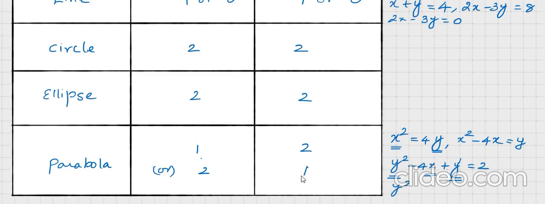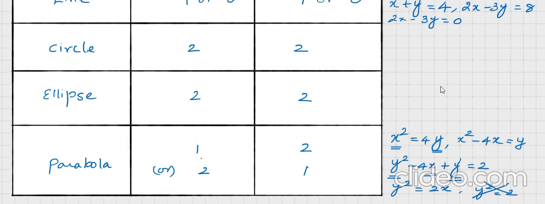See, y square equal to 2x is a parabola. y square equal to 2 is not a parabola. Keep in mind. Okay. Why? Because the degree of y must be 2 and the degree of x must be 1 here.